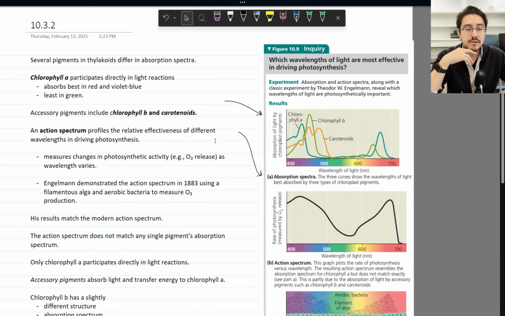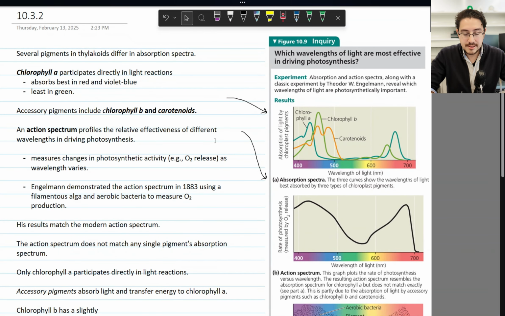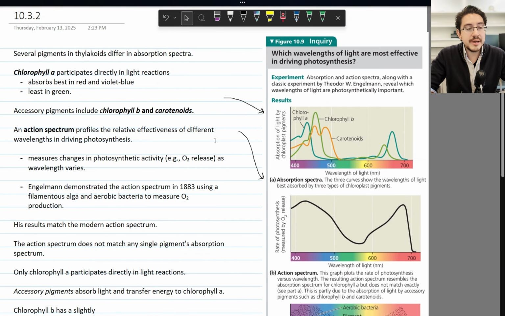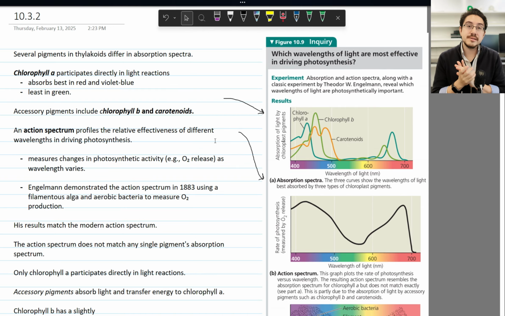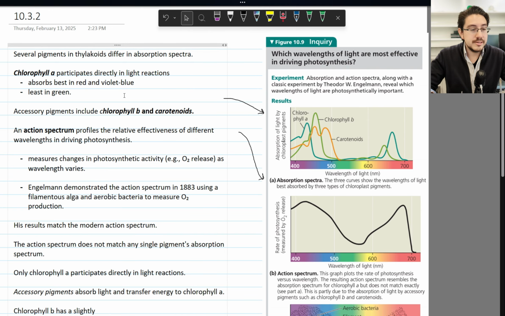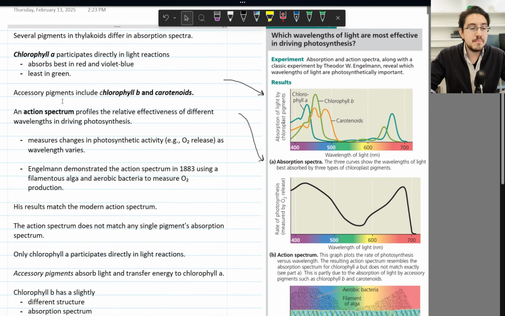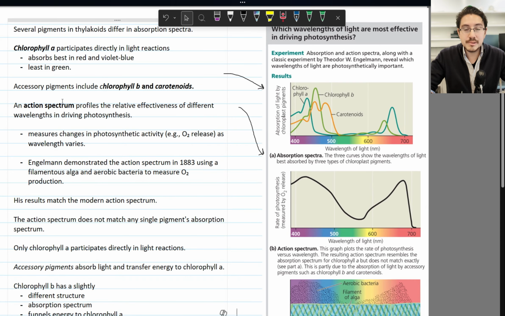Continuing on here. This is what I was referring to as the absorption spectrum. In plants, in chloroplasts and the thylakoids, there are several pigments present. You have chlorophyll A, which is the go-to one. This is the one you have in a good amount, right? It participates directly in light reactions. It absorbs best red and violet-blue, and it absorbs the least of the green wavelength.